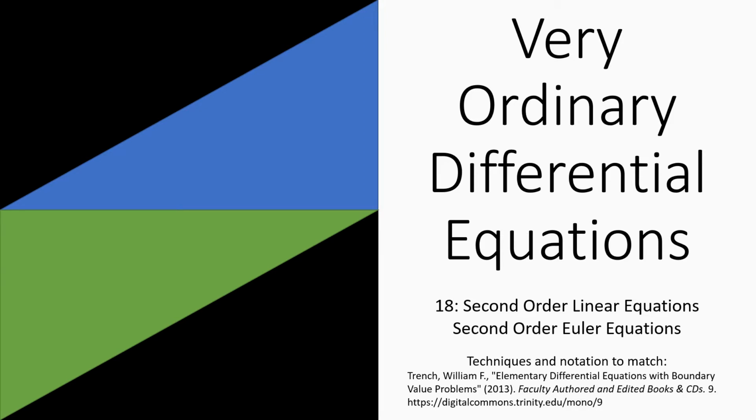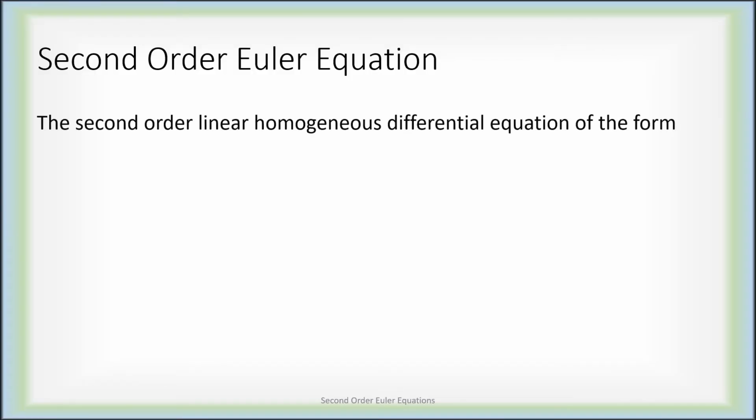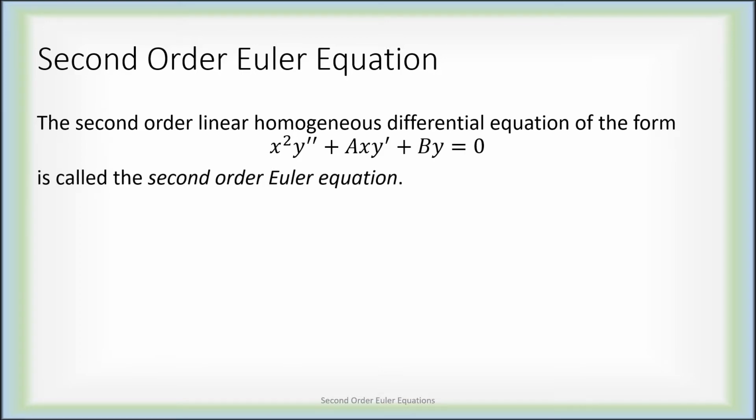In this lecture, we learn about second-order Euler equations. Well, what is a second-order Euler equation? The second-order linear homogeneous differential equation, x squared y double prime plus some constant a times x y prime plus some constant b times y equals 0, is called a second-order Euler equation.